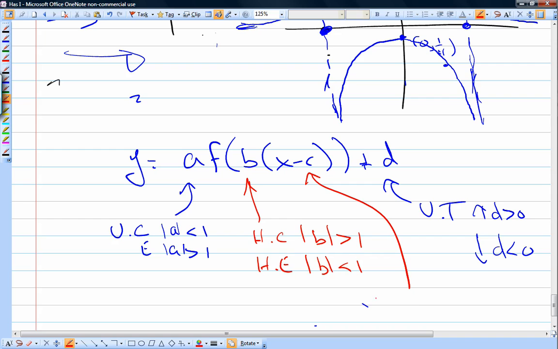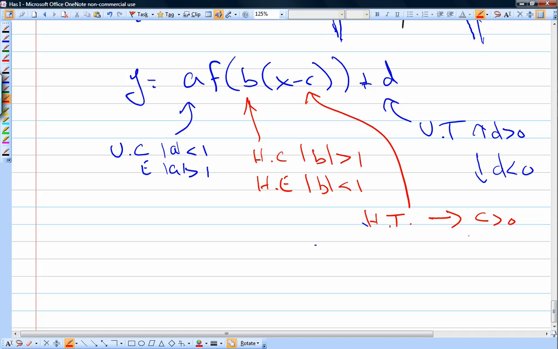And horizontal translation, to the right, c is greater than 0. So the equation will look like x minus c. To the left, c is less than 0. Equation will look like x plus c. And that was Chapter 1 in a nutshell.